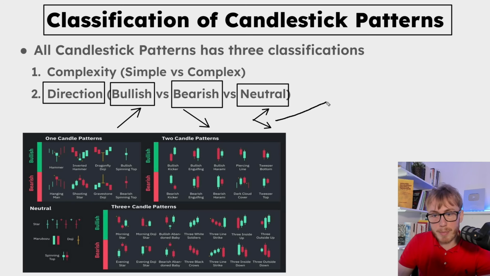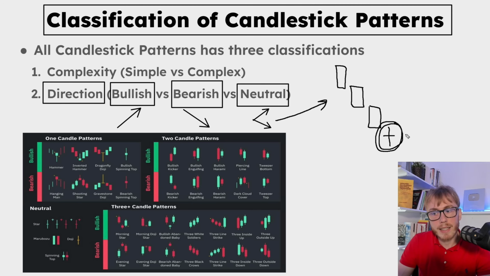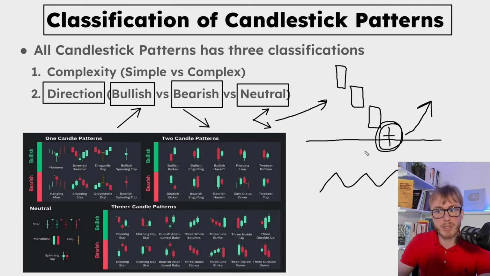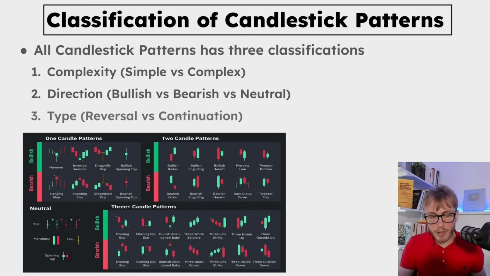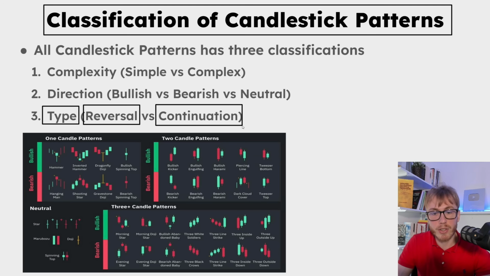So for example, remember that the Doji is a neutral pattern, but let's say that before the Doji we have a strong downtrend, so these right here are red candles, and then a Doji pattern appears like this. In this case, even though this right here is a neutral pattern, it can actually indicate a reversal to the upside, especially if we have some sort of support right here. We perhaps have some sort of indicator that also confirms the bullish bias. The third classification we have right here is the type. And here we have reversal patterns and we have continuation patterns.